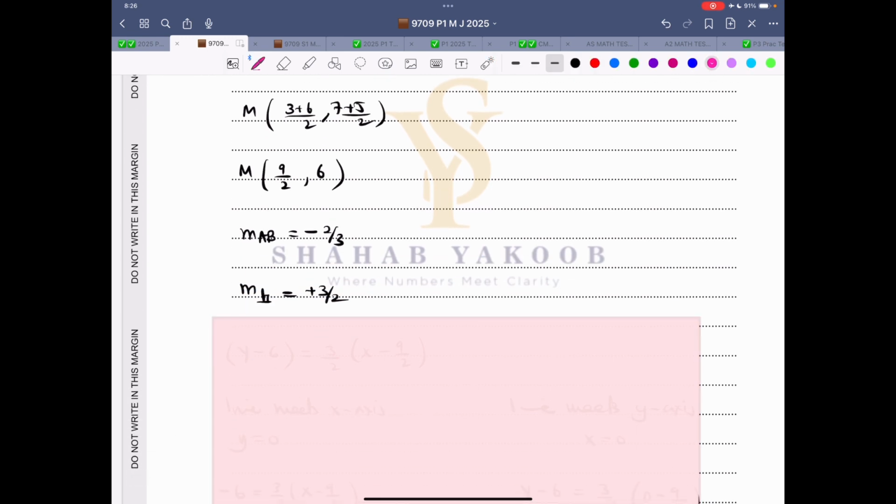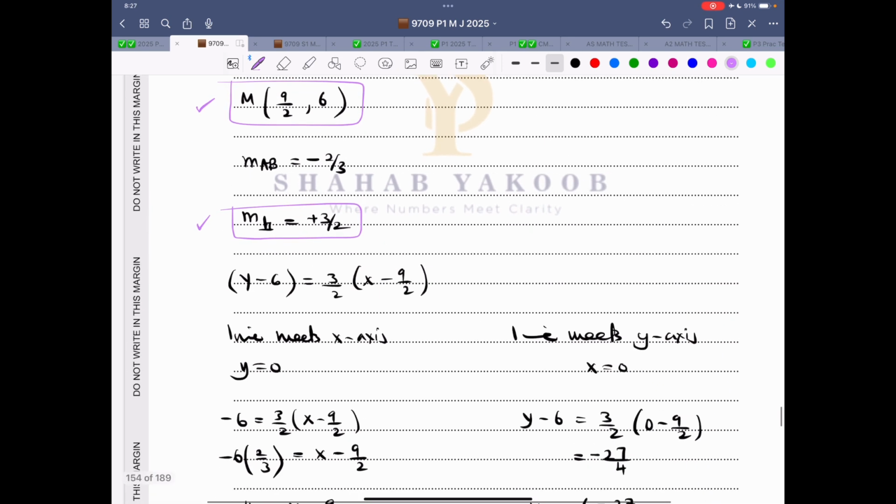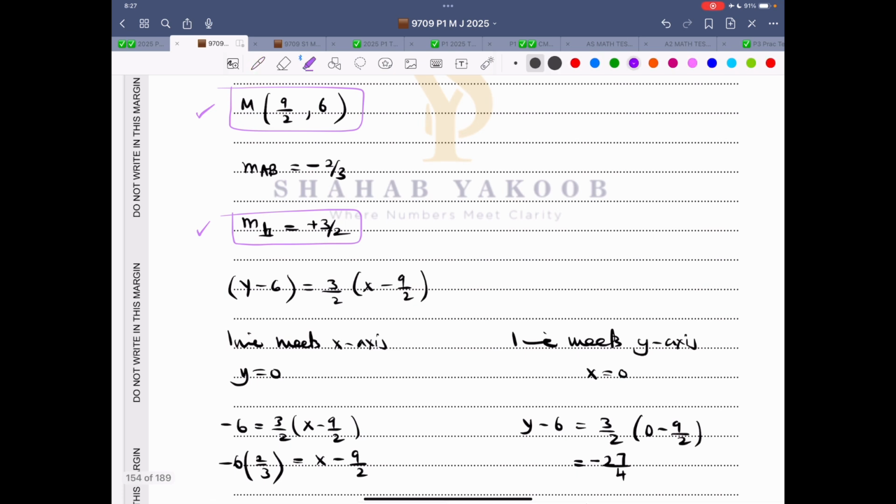So now what do we have? We have the midpoint. We have the gradient of the perpendicular bisector. So let's use these two. And if I use these two, what do I have? So let me grab my marker from here. Over here, y minus y1 is equal to m times x minus x1. That's all taken care of.